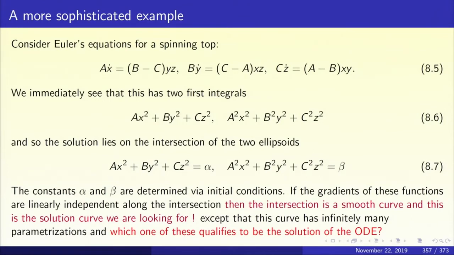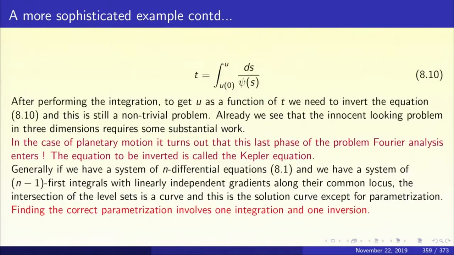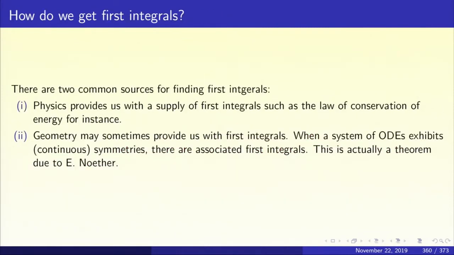What about A squared x squared plus B squared y squared plus C squared z squared? It is the magnitude of the angular momentum. The angular momentum is going to be conserved, the magnitude, and so that is 8.6. So physics usually gives us first integrals, a supply of them, such as the law of conservation of energy, for example. The other source of first integrals is geometry. Geometry may sometimes provide us with first integrals.